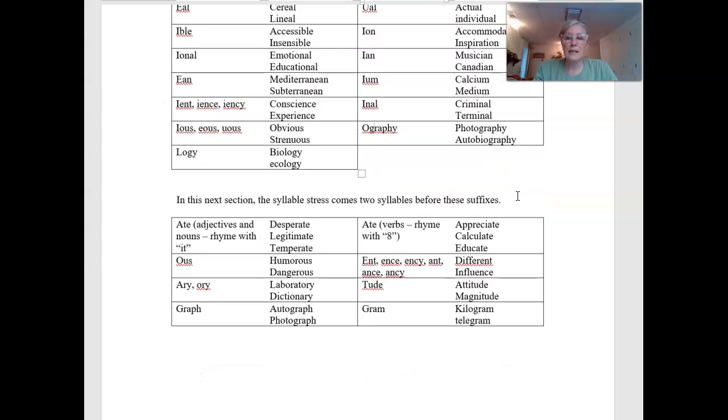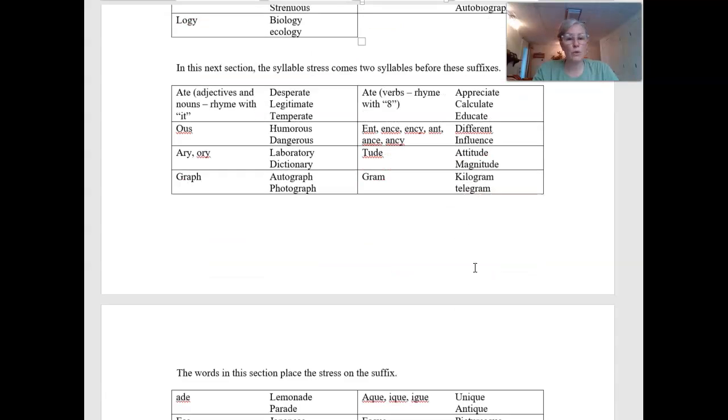The next ones in this section, the syllable stress is two syllables before the suffixes. So if my suffix is ate, when it is a noun or an adjective, it rhymes with the word it, like desperate, legitimate. When it's ate and it's a verb, it rhymes with the number eight, like appreciate. So in this case, I want my stress to be two syllables before the suffix ate. So it's desperate, legitimate, temperate, autograph, photograph, and with the ate verbs, appreciate, calculate, educate. And you see all of these different endings, like different, influence. So these are some useful tricks.